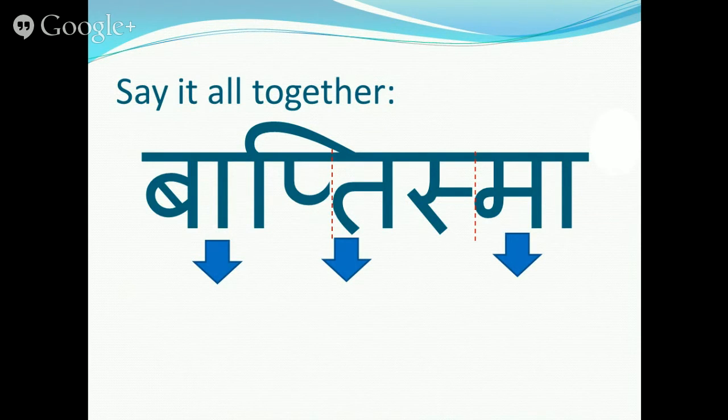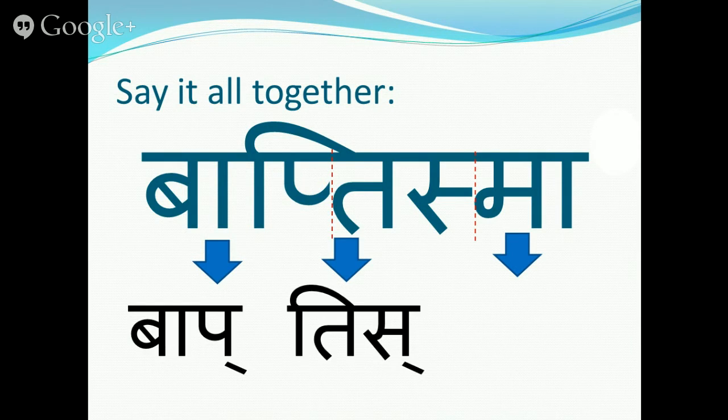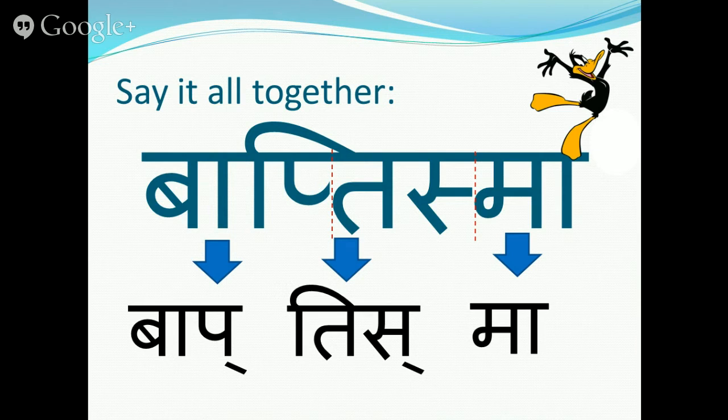This is very important when you come across new words with conjuncts. Split the conjuncts up and pronounce it one syllable at a time. Bop, the one vowel in bop is ah. Then we have this, the one vowel in this is I. And then we have ma, the one vowel in ma is ah. Three syllables: bop, this, ma.